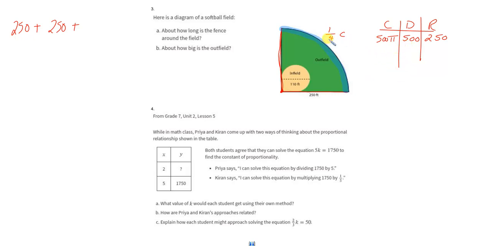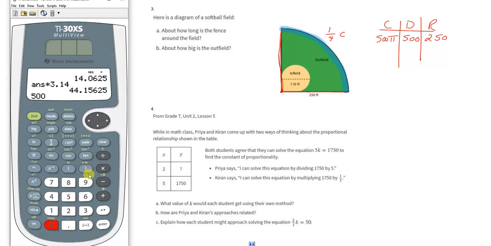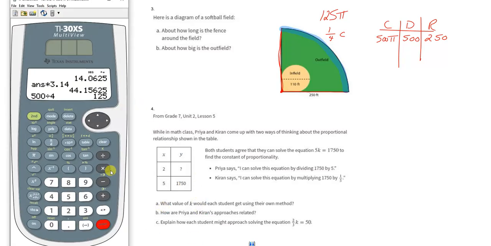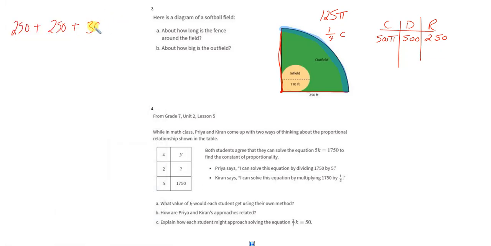But we only want a quarter of that, so we have to divide 500 into quarters. If I take 500 and split it up into quarters, that gives me 125. So if the full circumference is 500 pi, then a quarter of the circumference is 125 times pi. And it wants to know about how long, so that means it wants us to approximate for pi. So we want 125 times pi. It's already in my screen, so I'm going to multiply it by pi. So that's 392.5.